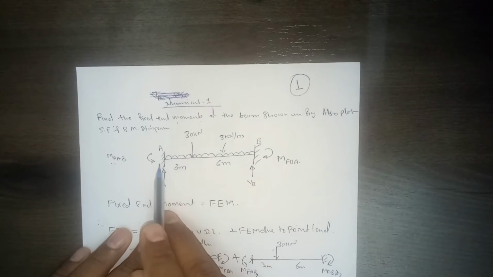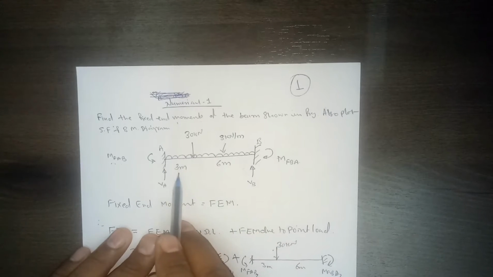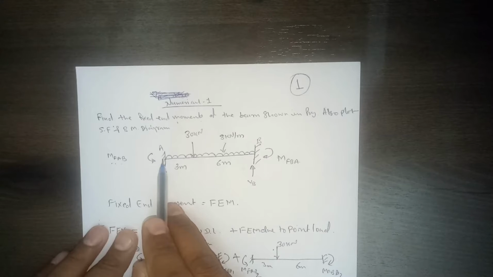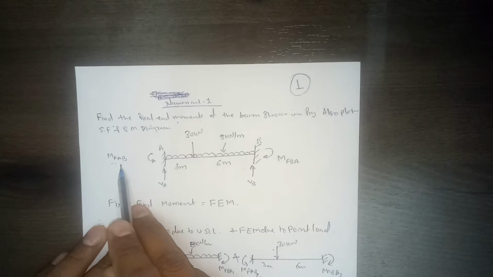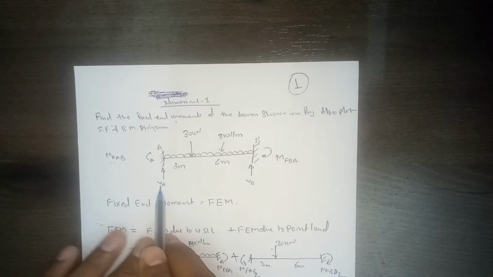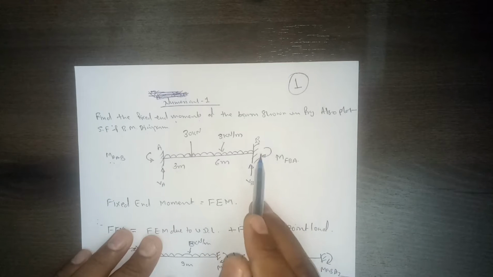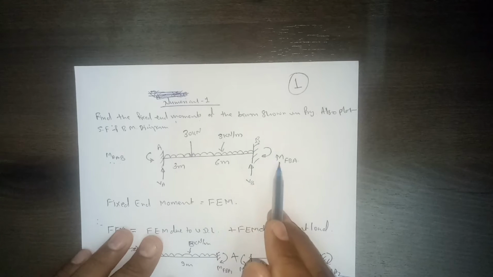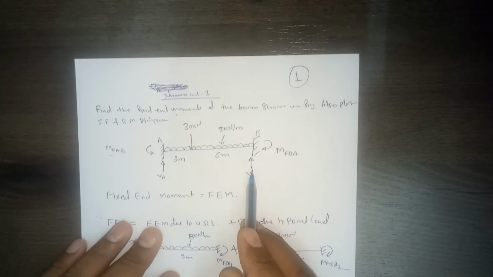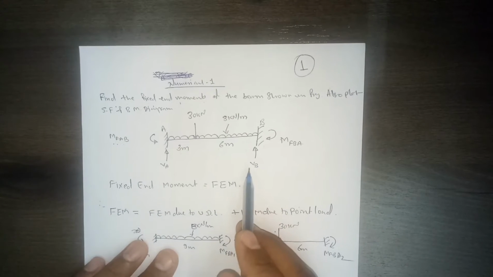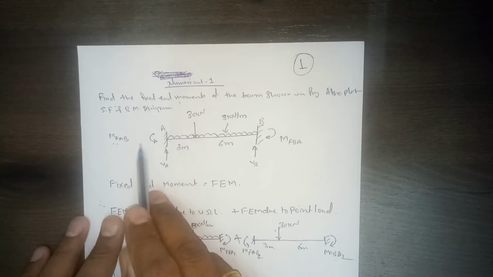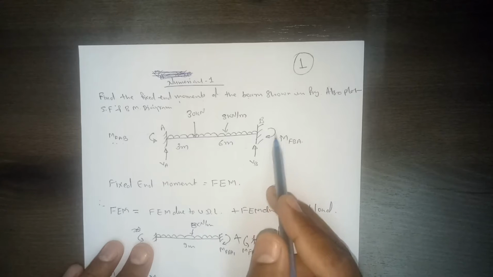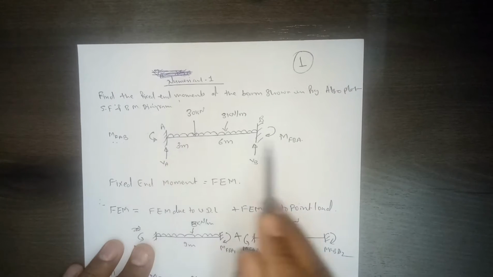A beam is given of span 9 meter, 3 plus 6 total 9 meter. On the left hand side, support A will develop fixed end moment MFAB and vertical reaction VA, whereas on the right hand side, at support B, it will develop fixed end moment MFBA and vertical reaction VB. So as such we have four unknowns. Using just equilibrium conditions we cannot solve them, but we'll use the formula that we have derived to calculate this fixed end moment.